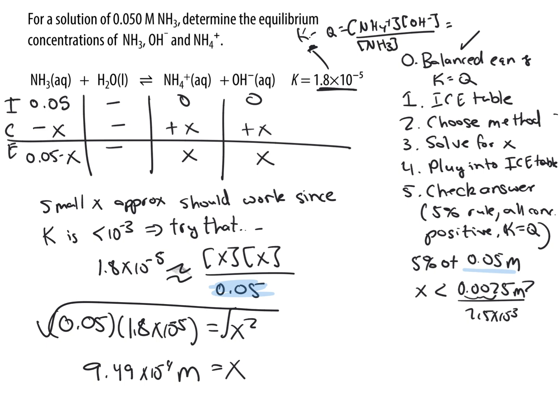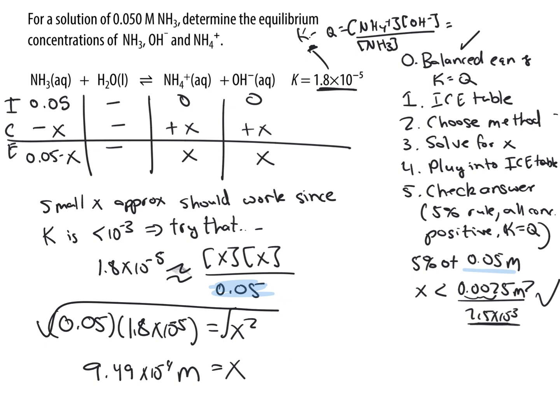0.0025 is 2.5 times 10 to the minus 3, and x is definitely less than that. It's 0.95 times 10 to the minus 3, so about 40% as big as this number. So yes, this approximation does work. All our concentrations should be positive. That should work out here because we've got 0.05 minus x. That's definitely positive since x is so small, and each of our x's are 9.5 times 10 to the negative 4. So now we're ready to give our final answer.